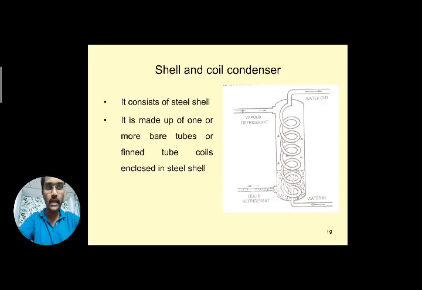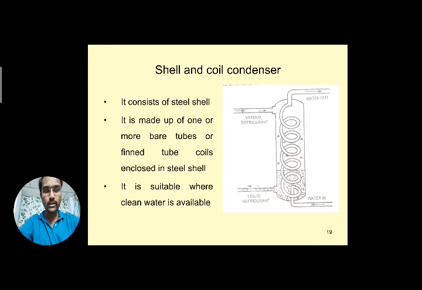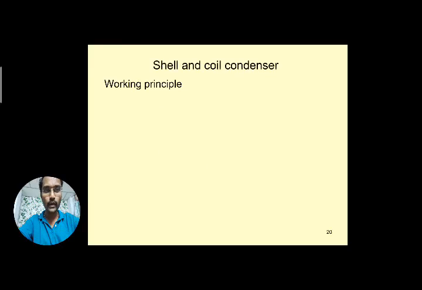Again, it is made with a complete steel shell, enclosing one or more bare tube or finned tube coils. So this is a bare tube coil, a coil type of structure, enclosed in this steel shell. It is suitable where clean water is available. Since the water moves in a coil type of structure, you have to use pure or clean water, eliminating foreign particles. If something gets stuck, it cannot be cleaned in any other way. It may be somewhat difficult if any foreign particles are stuck inside the coil. So clean water must be used to move into the coil.